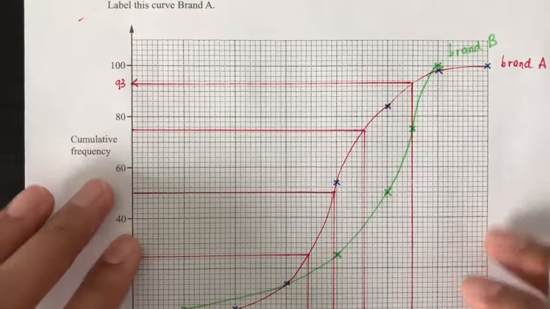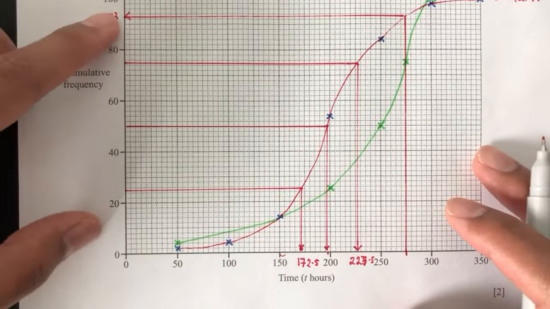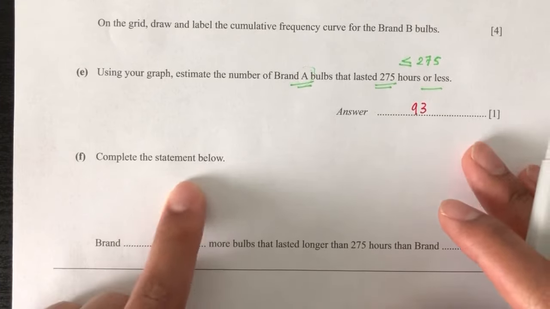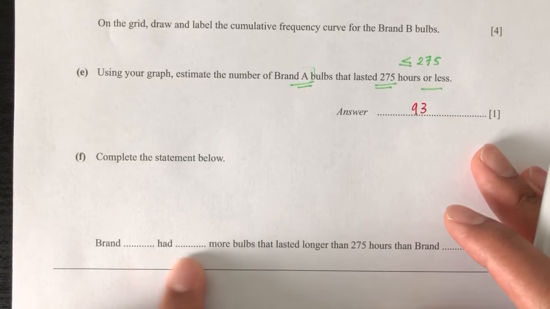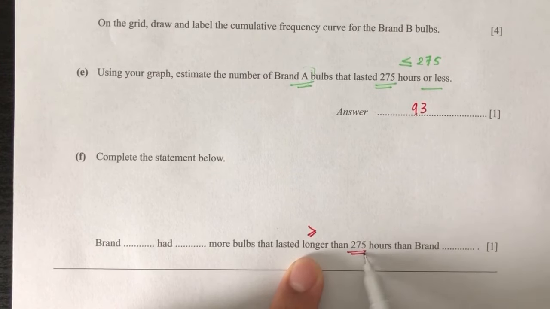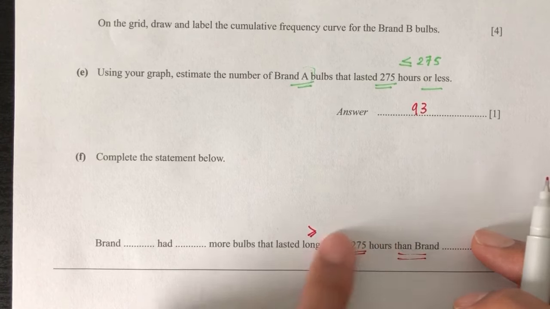So same question here again. If 93 bulbs last less than 275, how many bulbs last more? It will be 100 minus this. So 7 bulbs last more than 275. So just a good thing to know for the next question. So here we have this one. Complete the statement below. Brand had more bulbs that last longer than 275 than brand.